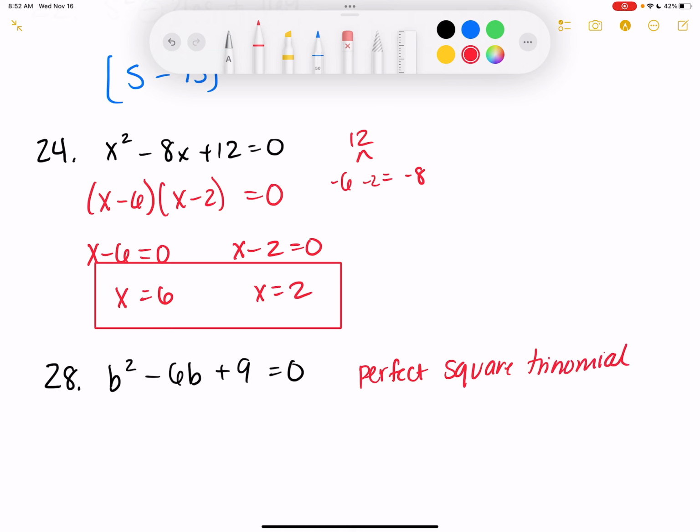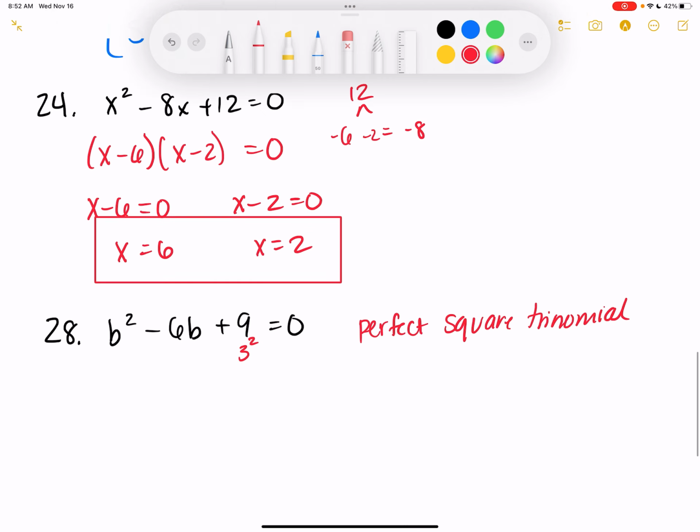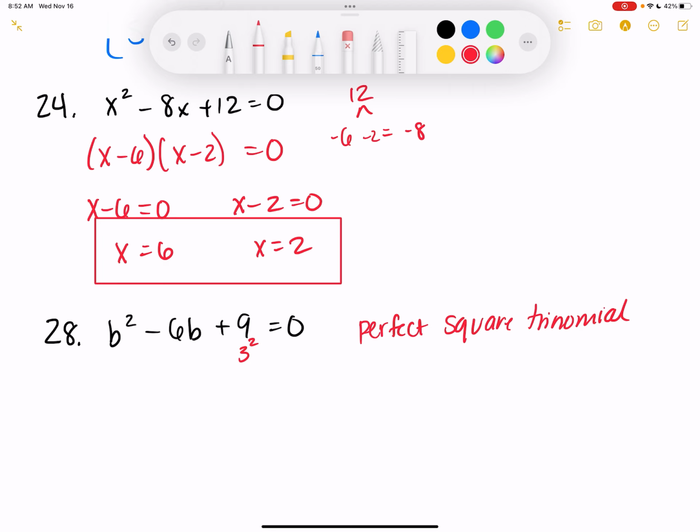It's a perfect square trinomial, so that means it factors into what? So this is 3 squared. So what are my factors? Can review back to 22 if we need to. What sign do I have? Negative. It's negative. Minus 3 squared. Yep. b minus 3 and the whole thing squared equals 0.